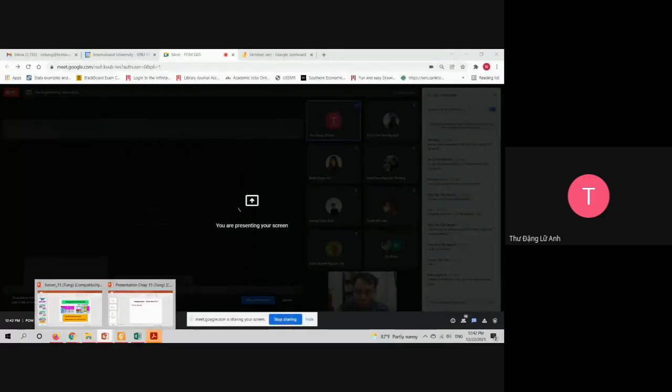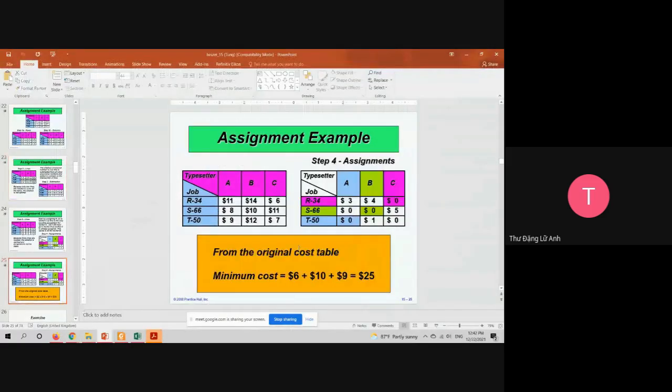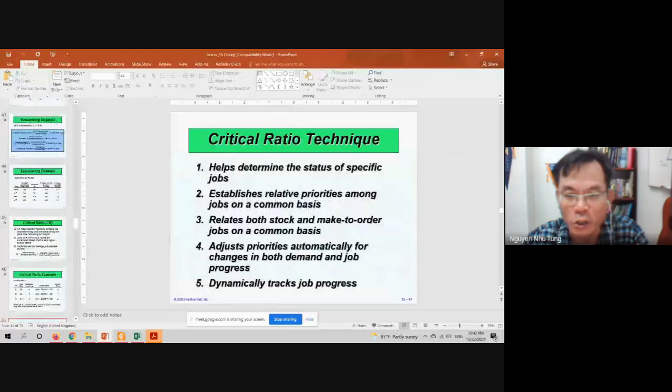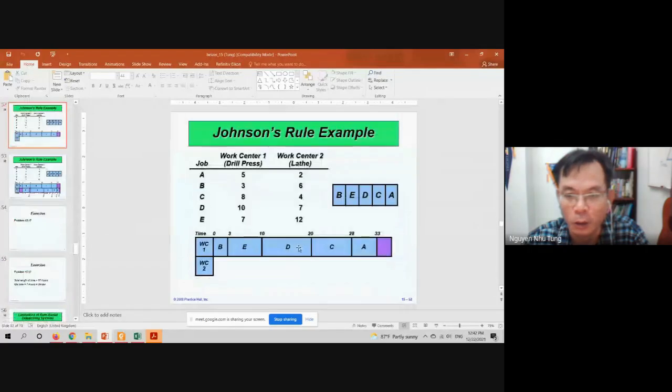Sir, I don't understand well about the Johnson rule in work center two. Could you explain again about the Johnson rule? All right, the Johnson rule, work center two, here.